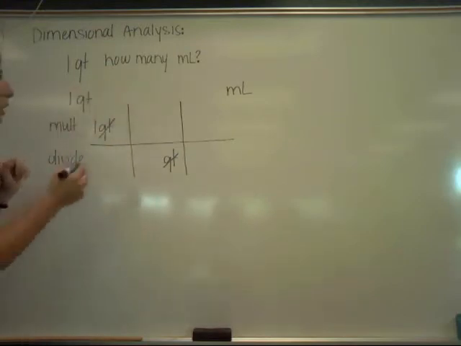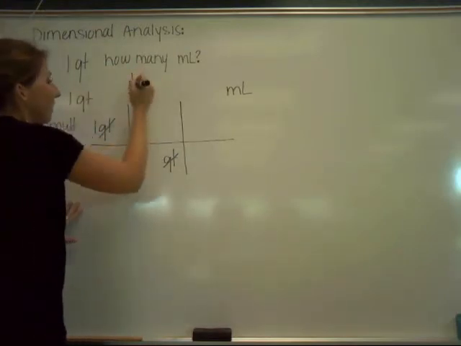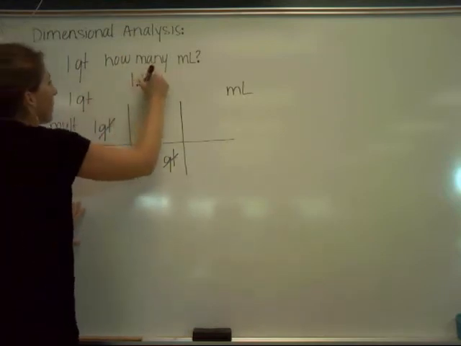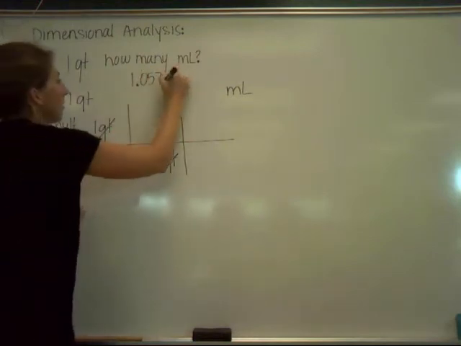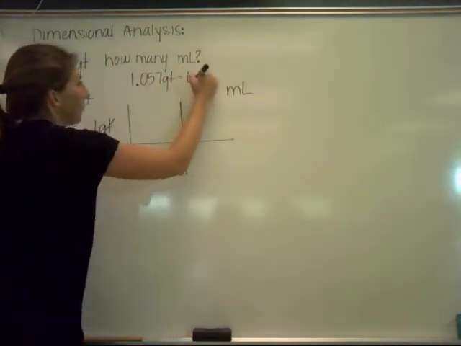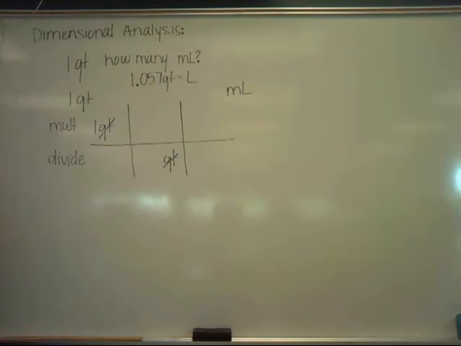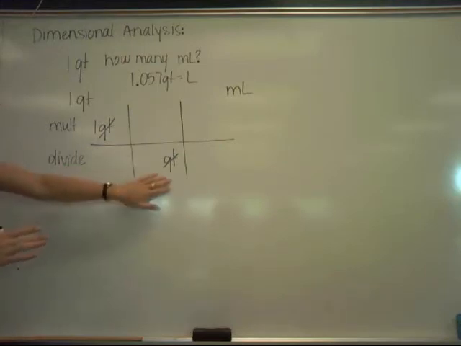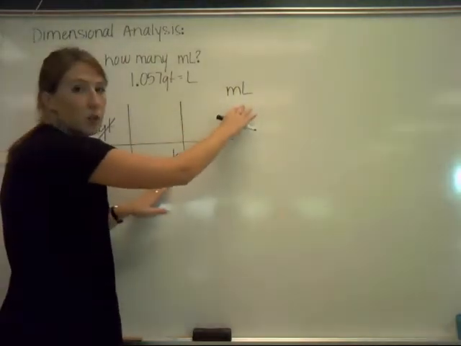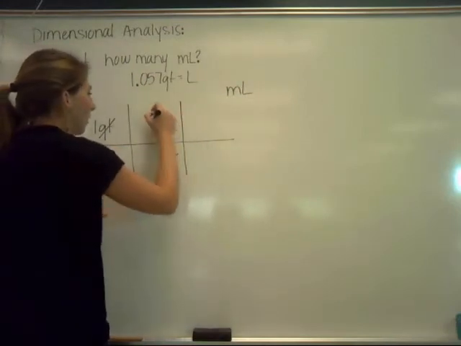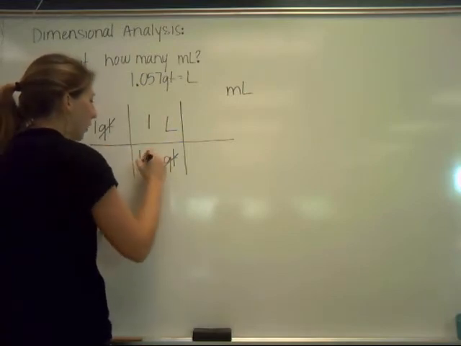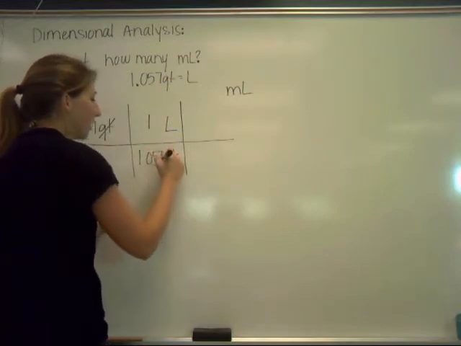Now, in order to complete this problem, you would also need to know the conversion that 1.057 quarts are in 1 liter. Okay? 1.057 quarts is equal to 1 liter. So, since we don't know how to get from quarts to milliliters, which is our goal, I would plug in what I do know. I know that 1 liter is equal to 1.057 quarts.